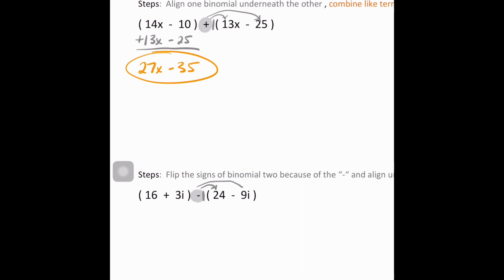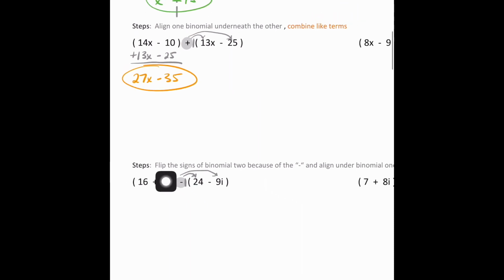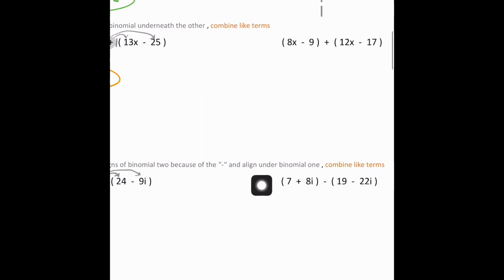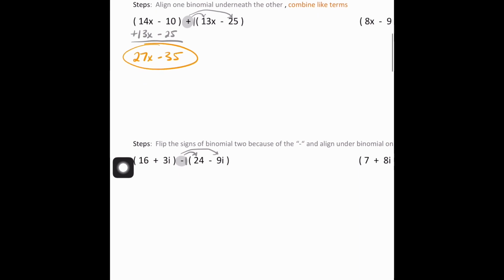All right. So in our note here, it just says to flip the signs of binomial 2 because of the negative or subtraction in a line under binomial 1. All right. So we're just going to flip the signs because we know negative 1 times a positive 24 is negative 24. Let me go ahead and write that down. Sorry, sometimes it likes to auto switch. And then we know a negative times a negative gives us a positive, so we'll do plus 9i.